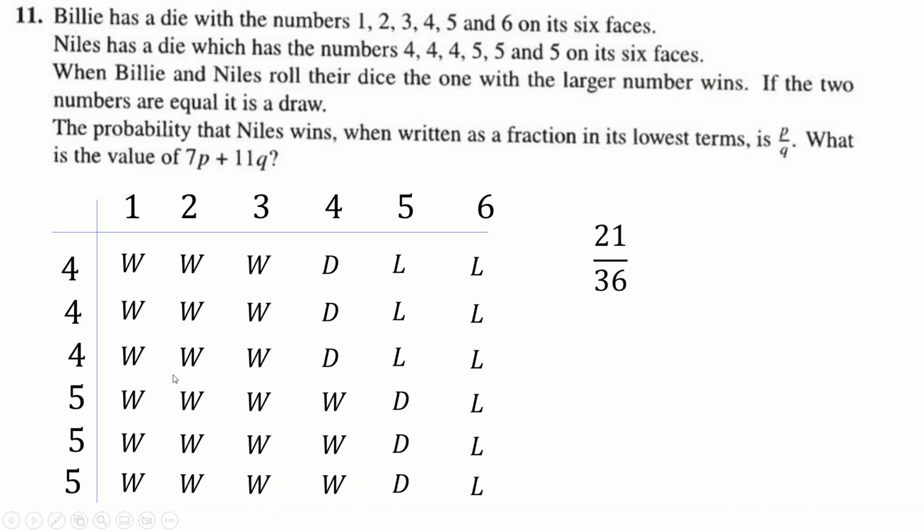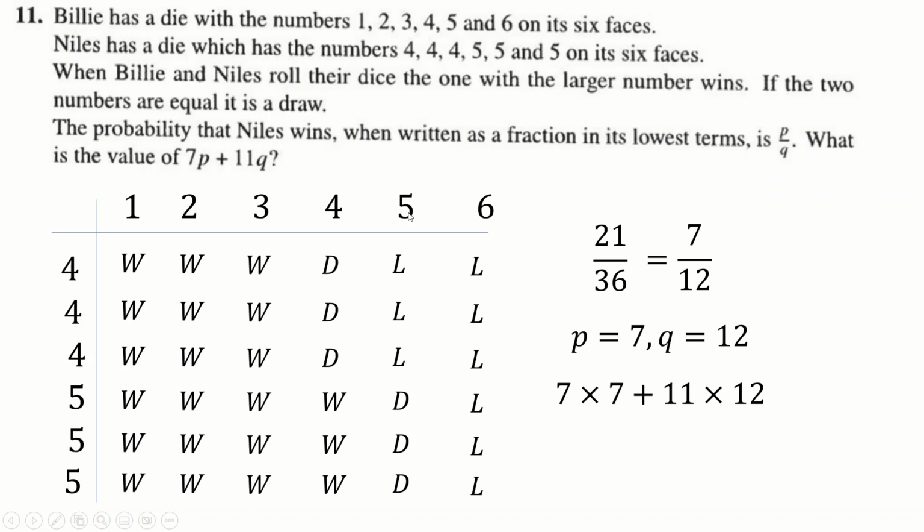There are 36 numbers, of course, because it's 6 times 6. Simplify that down. So that's P, and that's Q. And then 7 times 7 is 49. 11 times 12 is this. They're just asking you to work that out, and you get 181.